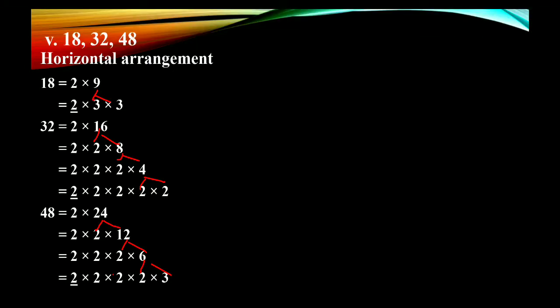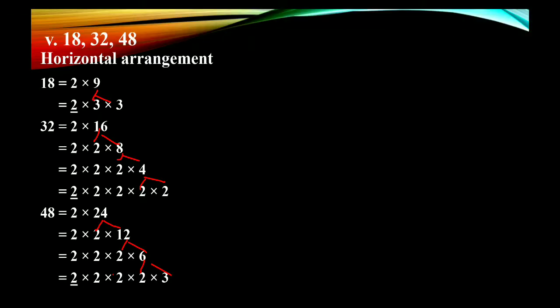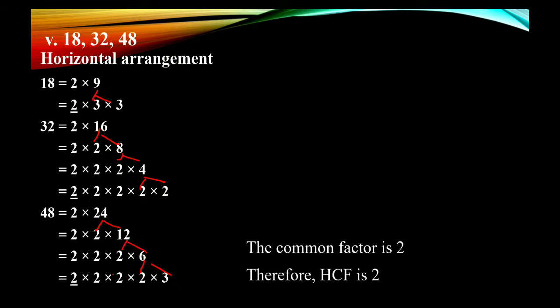So now let us see what are the common factors among these 3 numbers. Okay. So I have already underlined, children. So here, what is the common number here? Common factor. The common factor is 2. See, it has been already underlined. Therefore, the common factor is 2. Therefore, the answer is what? HCF is 2. Okay. Now let us learn the vertical arrangement.